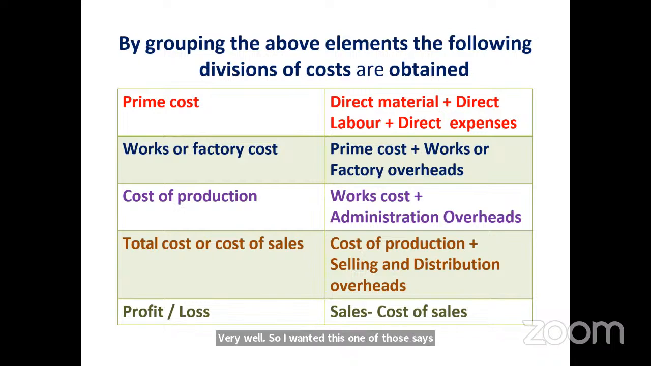There are two ways: cost plus 25% of cost, or sell 25% of the sales.